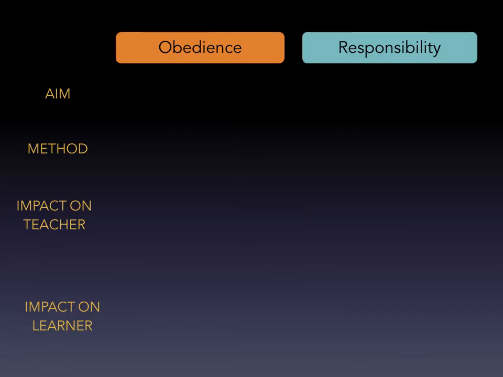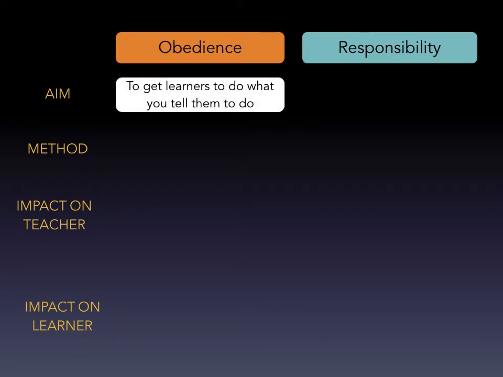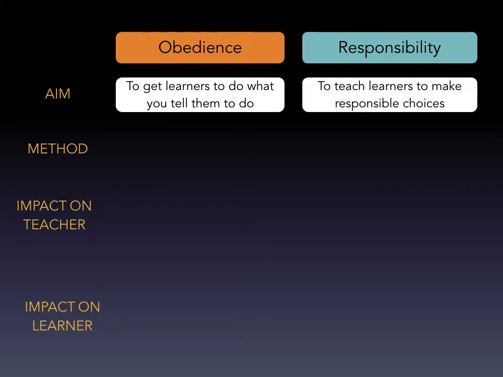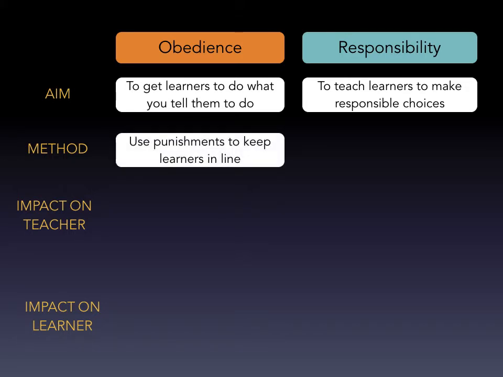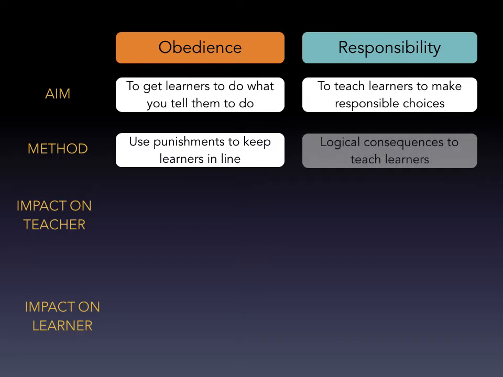So let's quickly look back and summarize the two different discipline approaches. So for obedience, the aim is to get your learners to do what you tell them to do. For responsibility, you want to teach learners to make responsible decisions. The method used in obedience is punishments and scare tactics and threats, anything to keep learners in line saying yes ma'am, yes sir. While logical consequences are used to help teach learners responsible choices in the responsibility model.